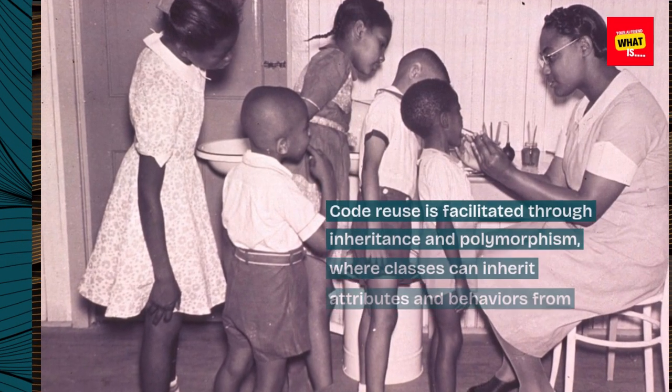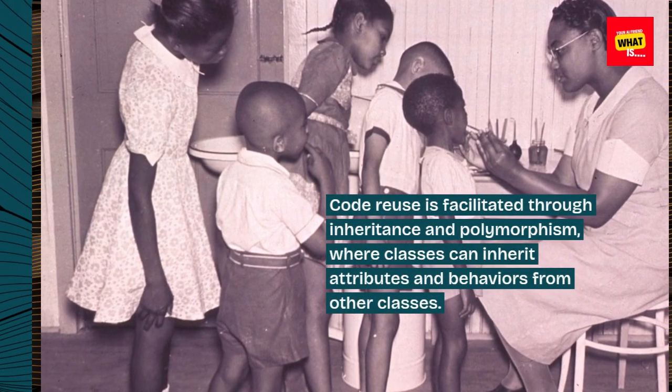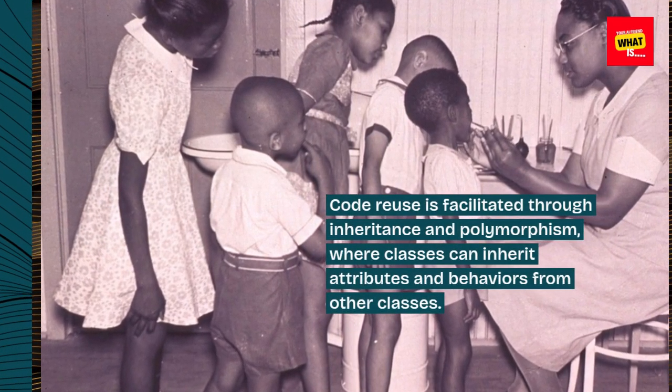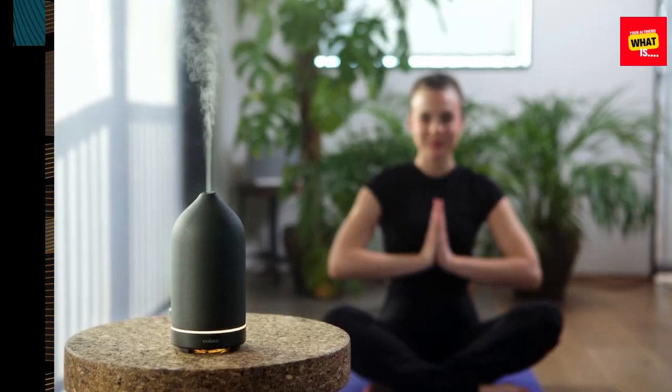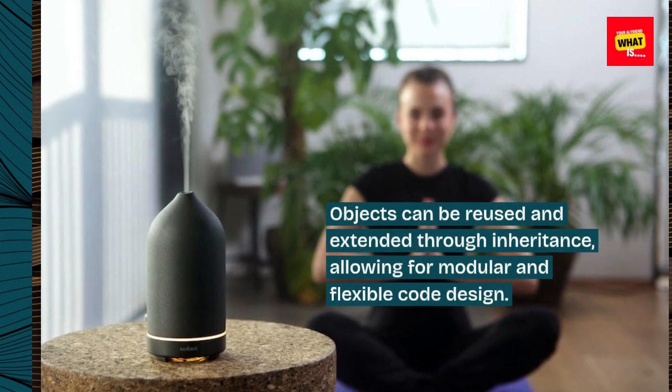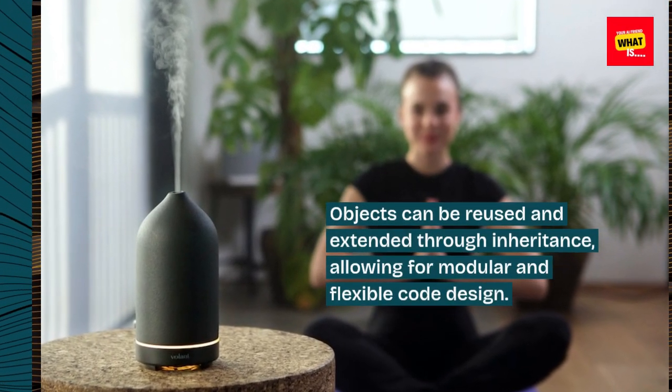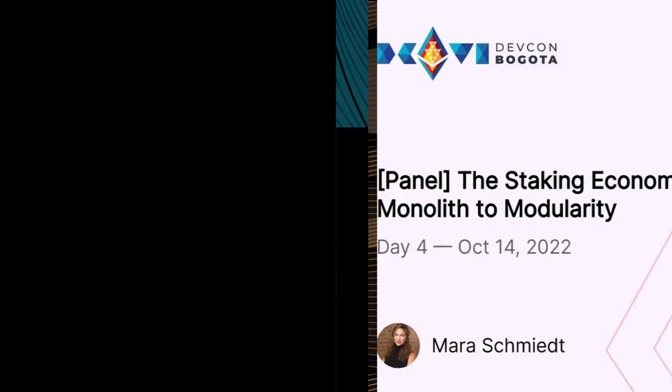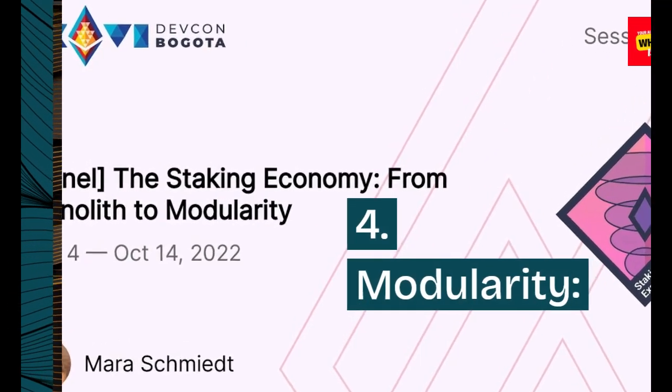Object-oriented programming, OOP. Code reuse is facilitated through inheritance and polymorphism, where classes can inherit attributes and behaviors from other classes. Objects can be reused and extended through inheritance, allowing for modular and flexible code design. 4. Modularity.